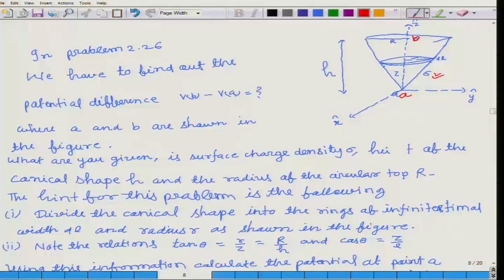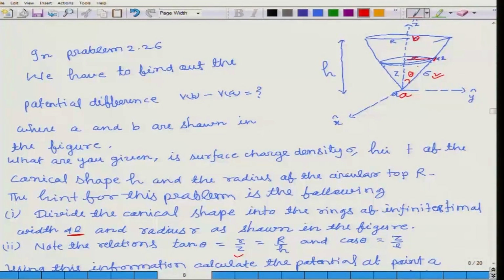You just divide the conical shape into rings of infinitesimal width dl. So, this is your dl and radius r, this one is radius r as shown in the figure. Note the relation tan theta, suppose this is theta, then you can see tan theta is equal to r over z, whether you write r over z or capital R over h.